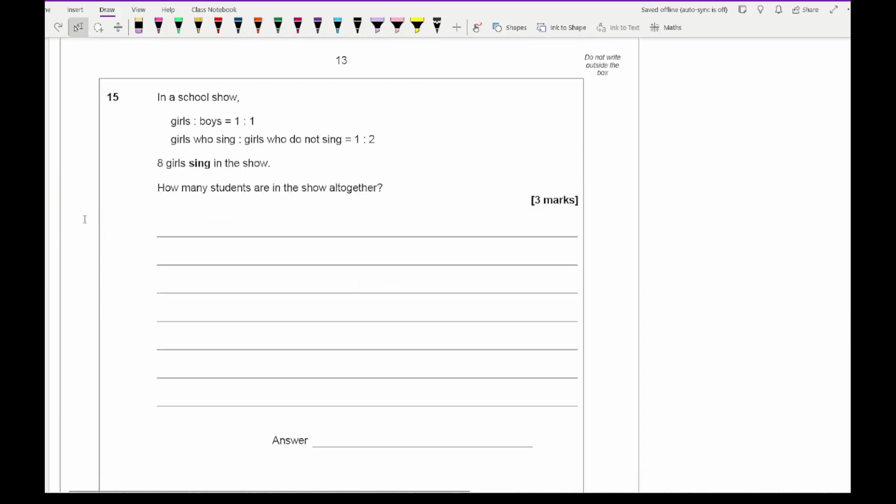For question 15, it says that in a school show, the ratio of girls to boys is 1 to 1. The girls who sing and girls who do not sing is 1 to 2. 8 girls sing in the show. How many students are in the show together?